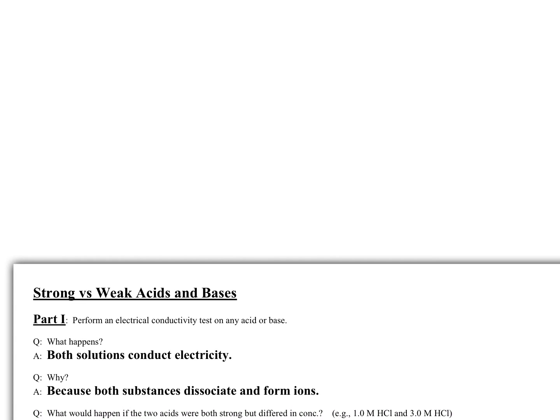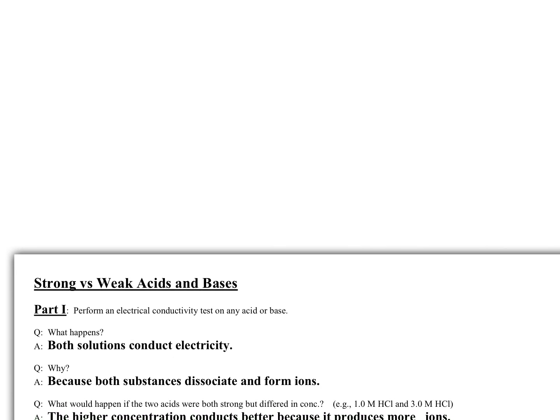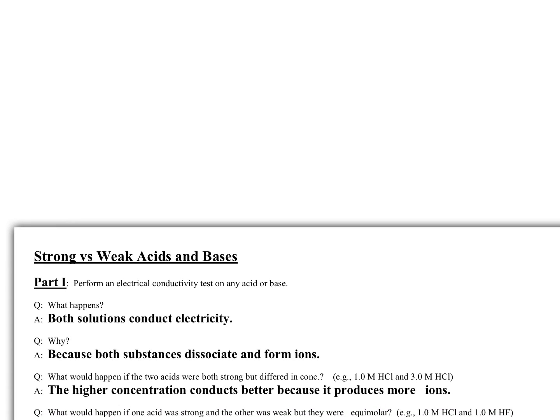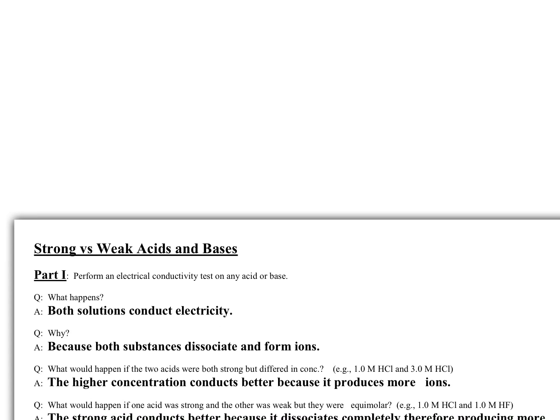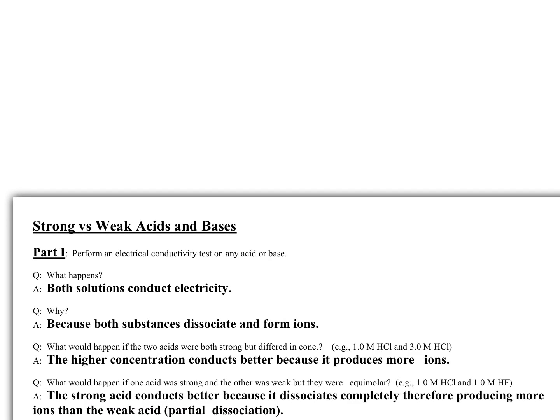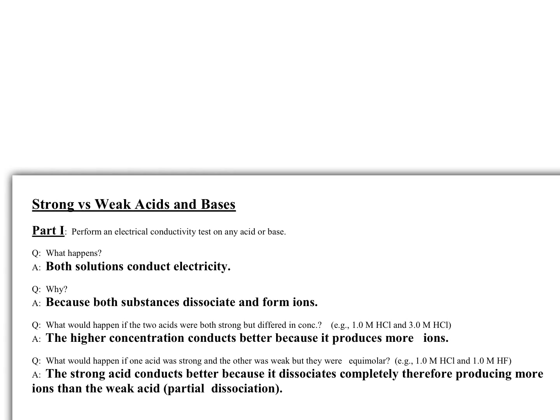So what would happen if we had two acids, both strong, but they differed in concentration only? The higher concentration conducts better because it produces more ions. The more ions, the more ability to conduct electricity. What would happen if one acid was strong and the other was weak, but they're equal molar, so they have the same number of molecules per liter? The strong acid conducts better because it dissociates completely, therefore producing more ions than the weak acid.